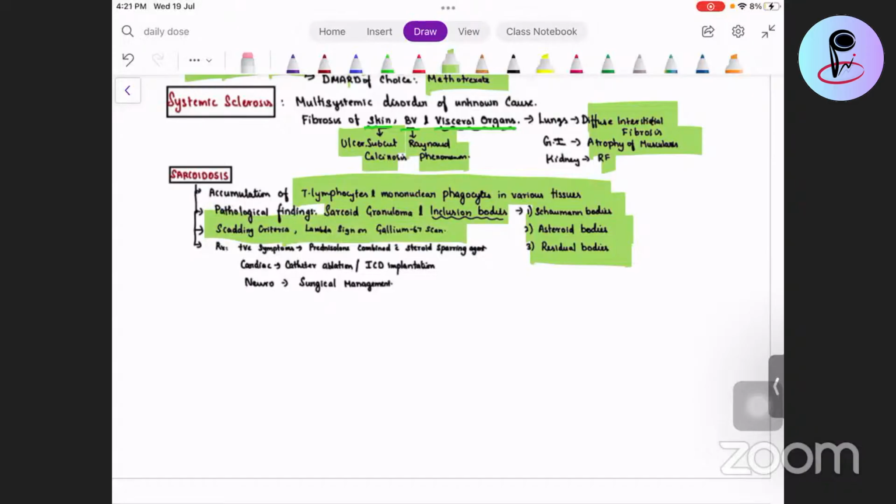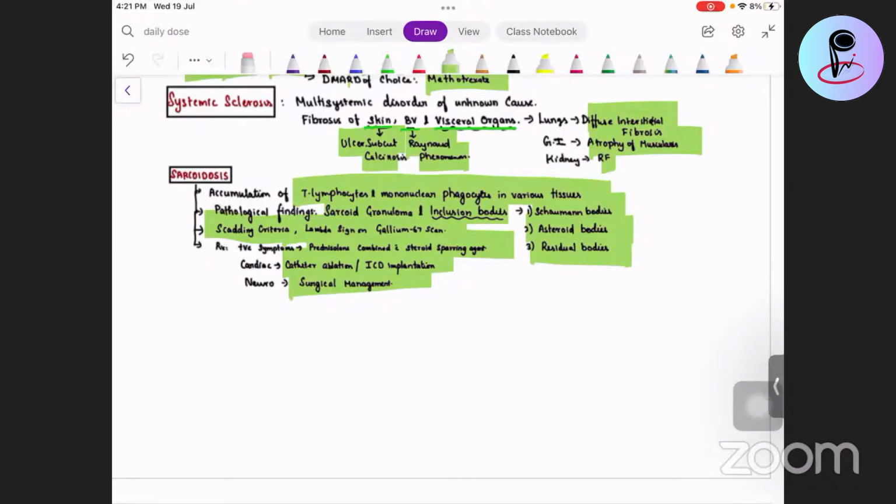Treatment of choice for positive symptoms: prednisolone combined with a steroid-sparing agent. Along with that, cardiac catheter ablation or ICD implantation, and neurosurgical management is the one you have to do for sarcoidosis.